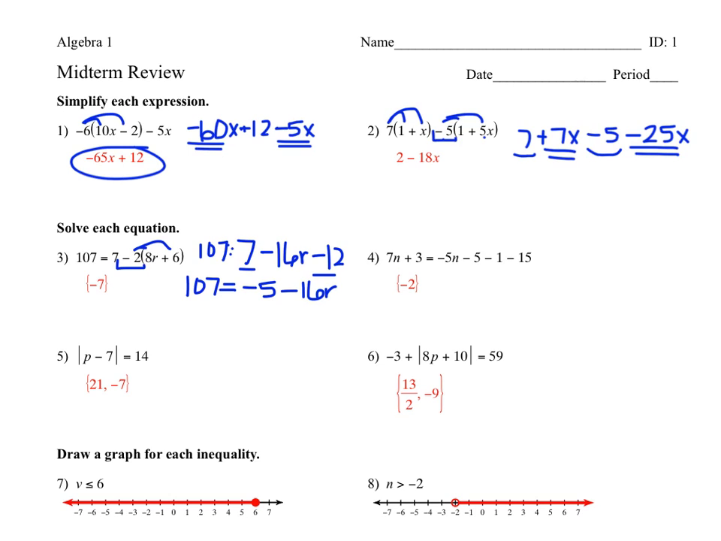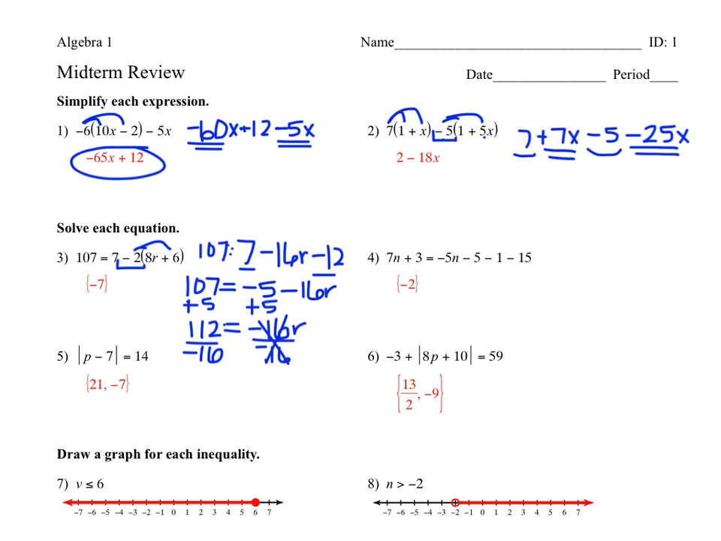I need to get my numbers together. So I need to get the 107 and the negative 5 together. To move the negative 5 across the equal sign, I'm going to have to add 5. All right, and that's going to give me 112 equals negative 16r. And now I'm ready to divide. So I'm going to divide both sides by negative 16. That's the only thing that's going to cancel over there. And that is how they are getting negative 7 as the answer, because 112 divided by negative 16 is negative 7.